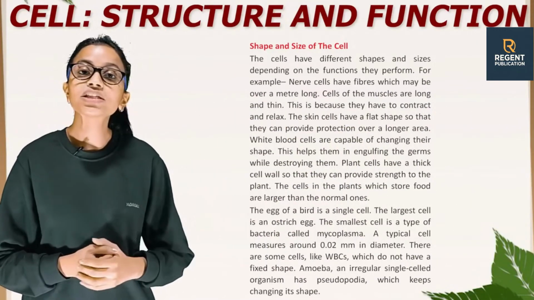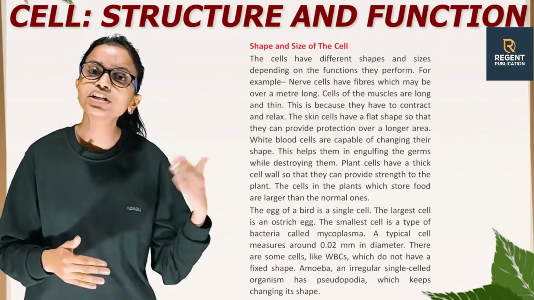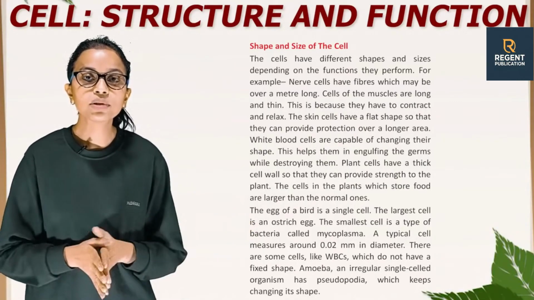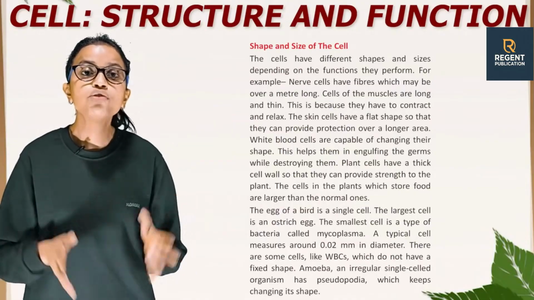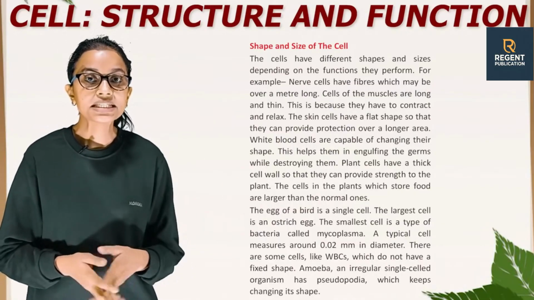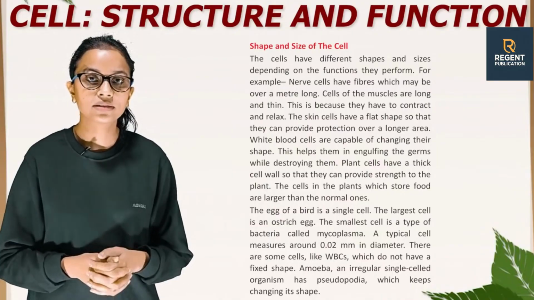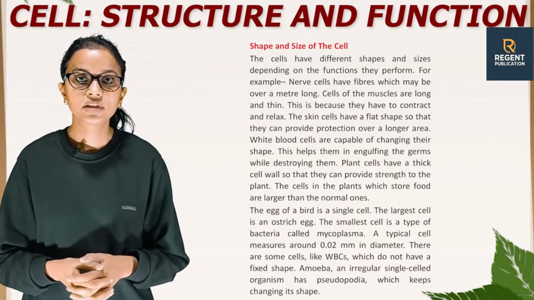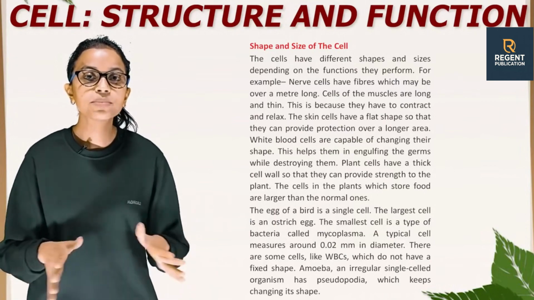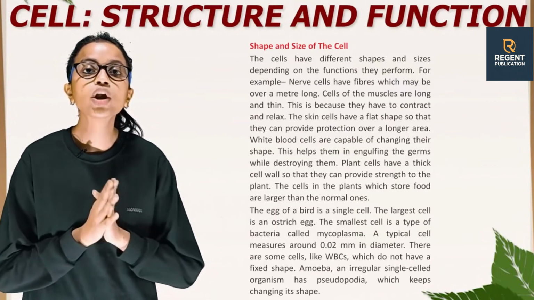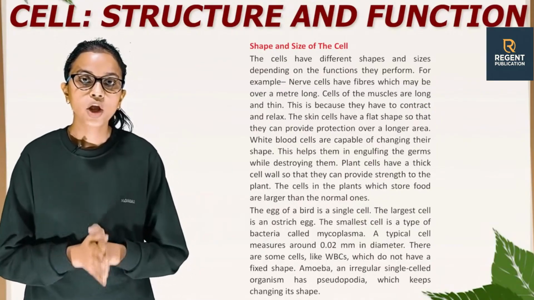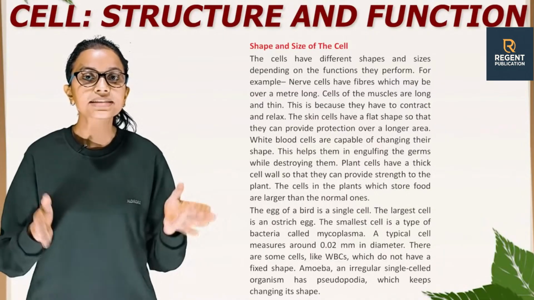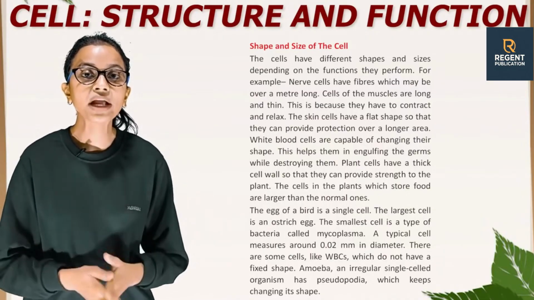Shape and size of the cell. The cells have different shapes and size depending on the functions they perform. For example, nerve cells have fibers which may be over a meter long. Cells of the muscles are long and thin. This is because they have to contract and relax. The skin cells have a flat shape so that they can provide protection over a longer area. White blood cells are capable of changing their shape. This helps them in engulfing the germs while destroying them.